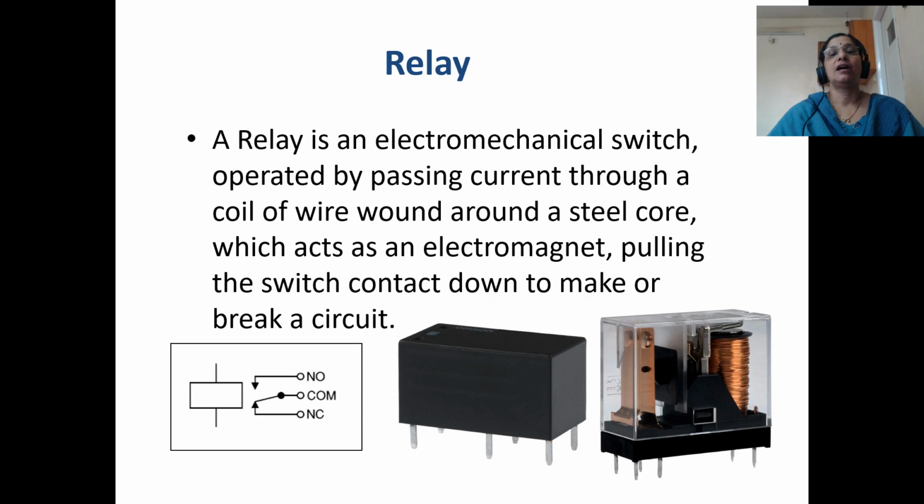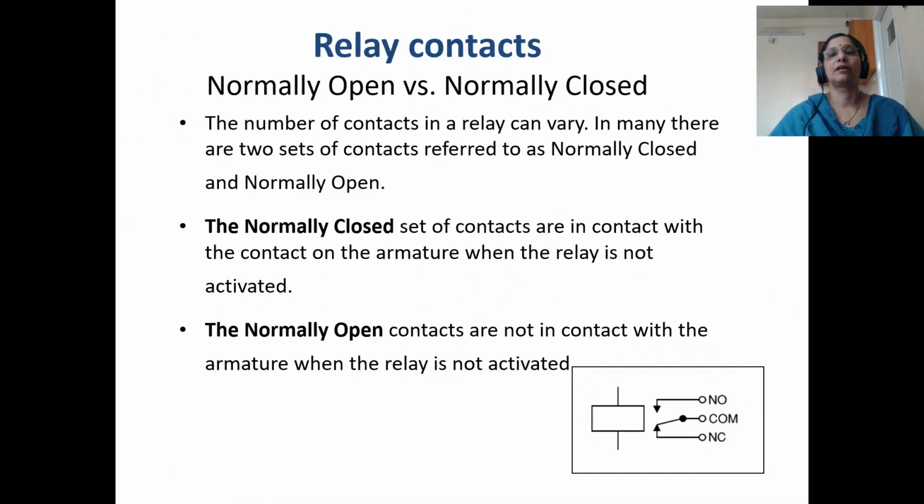A relay is used in various circuits. It is a type of switch which is an electromechanical switch. It has normally open and normally closed contacts and a common terminal in between. This is how the symbol of a relay is presented. The normally closed set of contacts is in contact with the armature when the relay is not activated, and the normally open contacts are not in contact with the armature when the relay is not activated.